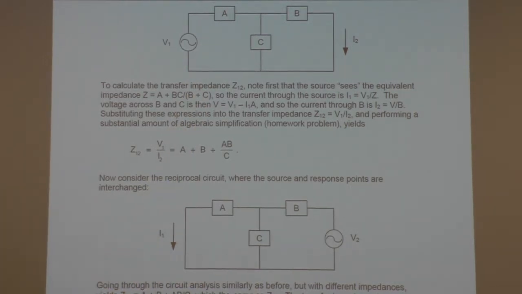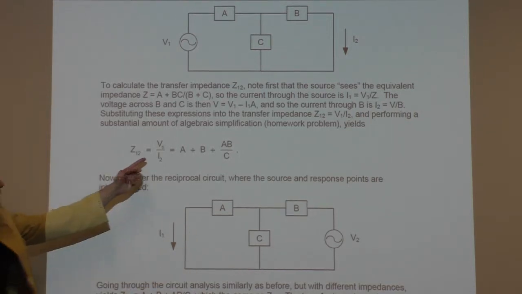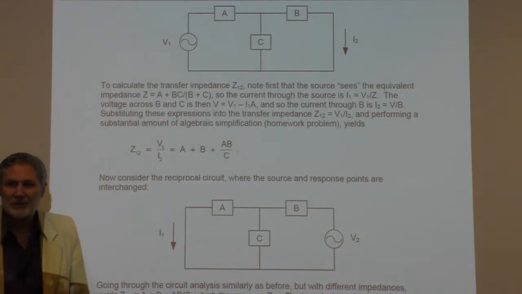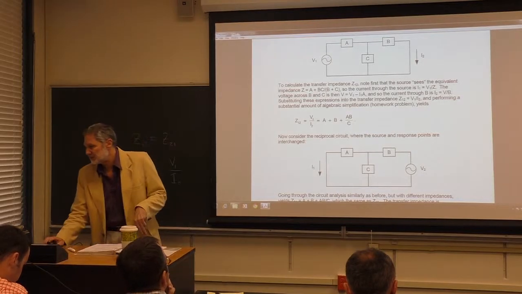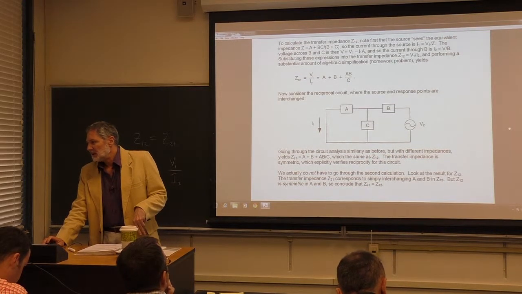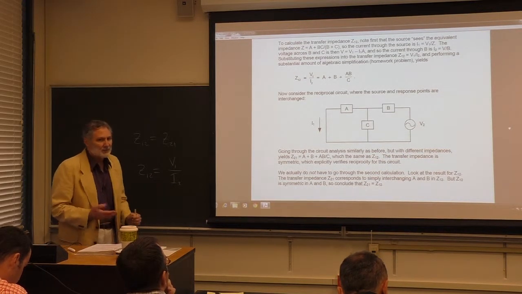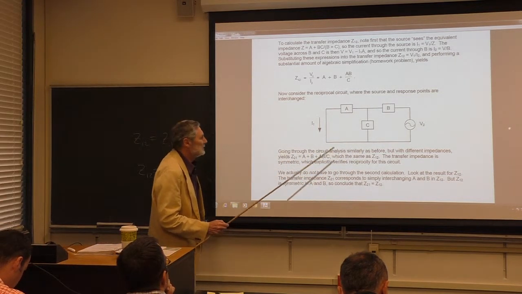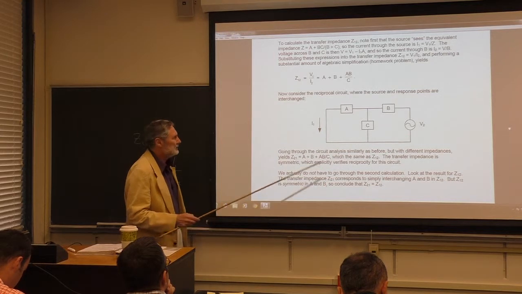So we can find Z21 simply by taking this result and interchanging A and B. And what happens? It's the same. So we just proved reciprocity for this system. Now, I want to point out something that's important for you to realize here. And I might have briefly mentioned this last quarter, but I don't think we got into it.